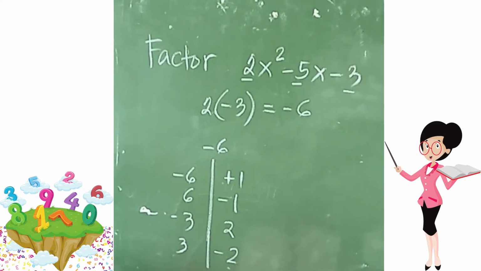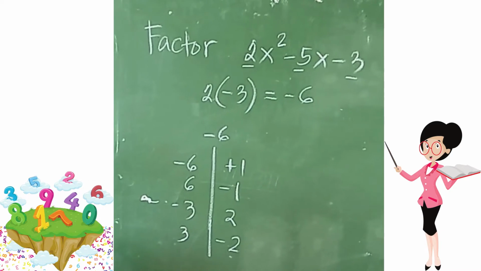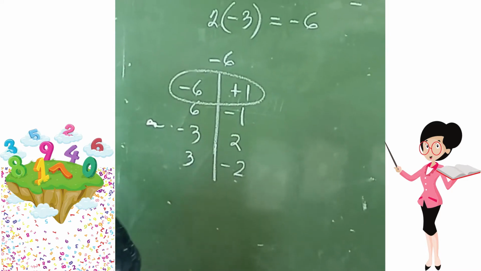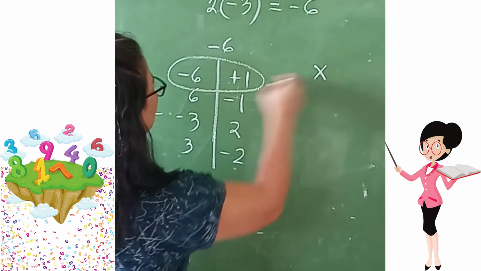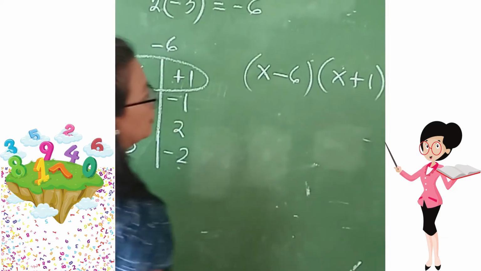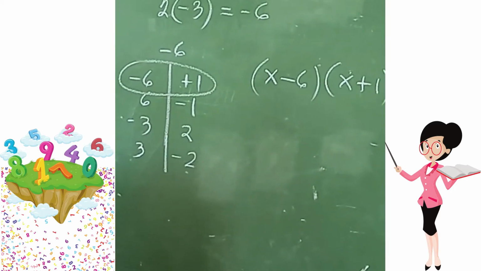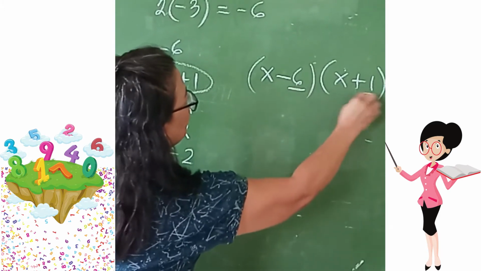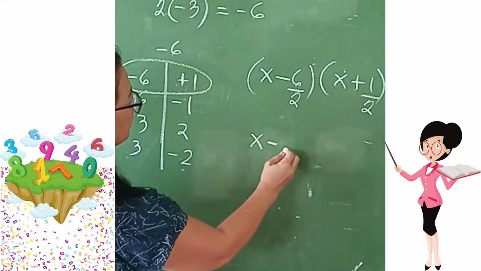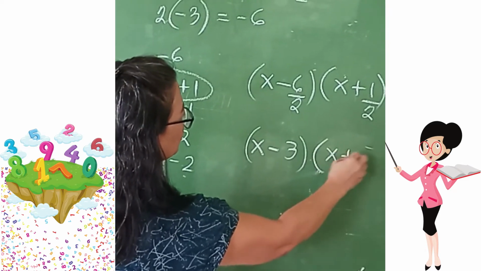So among these pairs of factors, which will have a sum of negative 5? Yes, you're correct: negative 6 and positive 1. From there, you're going to write down x minus 6 as one of the factors and x plus 1 as the other factor. But notice that we have 2 in the first term, so we're going to divide both of these numbers by 2. Then your factors would be x minus 3 and x plus 1/2.